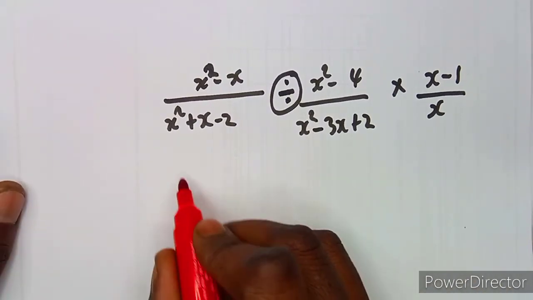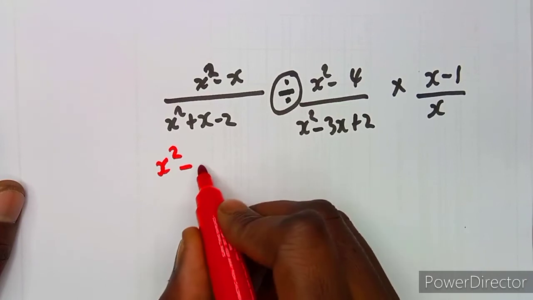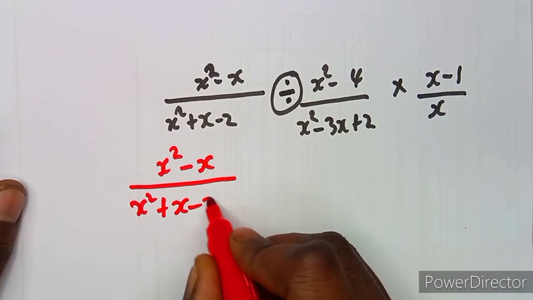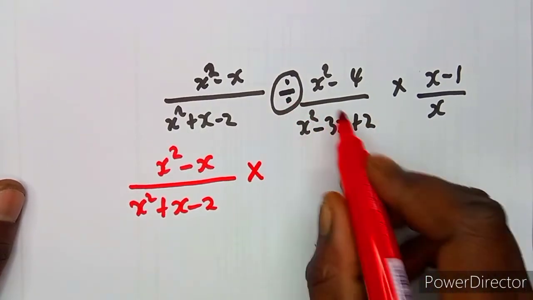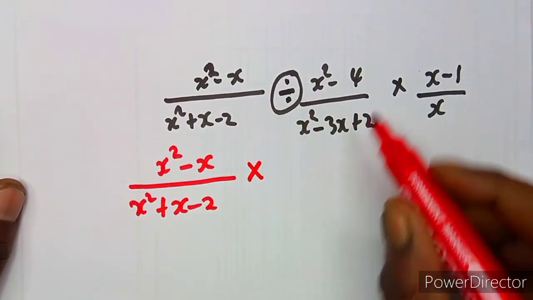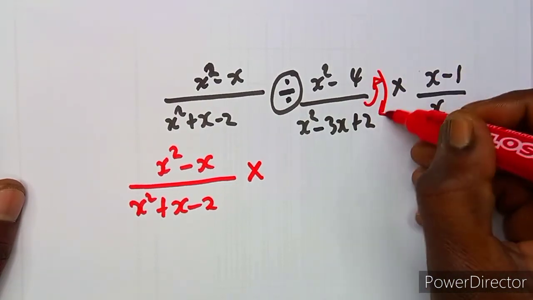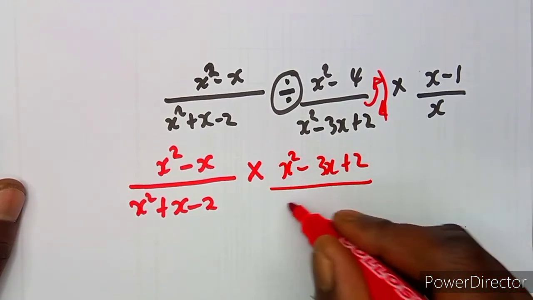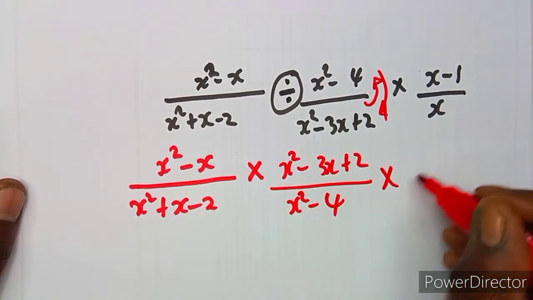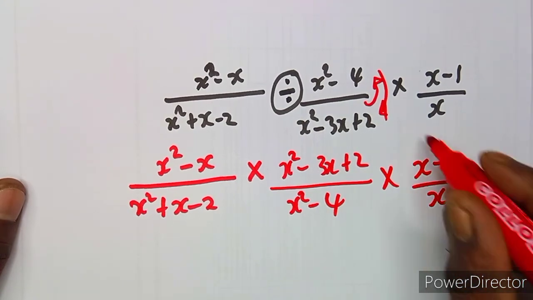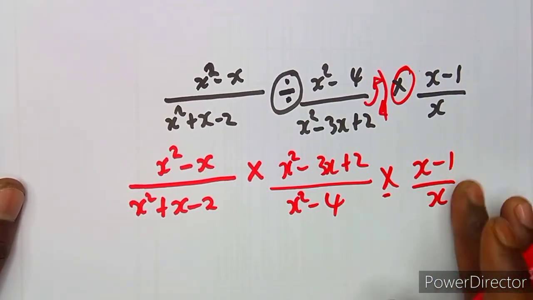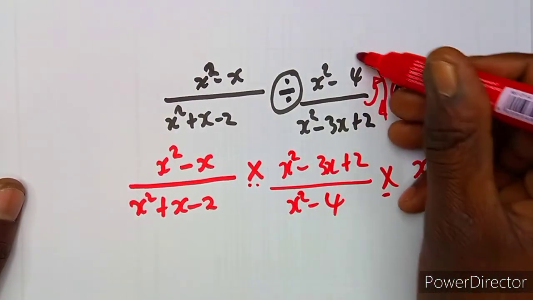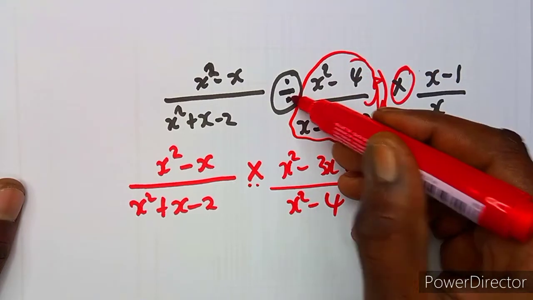Introduce what? Multiplication. Okay, let me just write in this ink, no problem. So the first thing, I'm not doing anything, just to introduce multiplication so that I don't confuse myself. Then I invert this fraction. So it's going to be x squared minus 3x plus 2 over x squared minus 4 times x minus 1 over x. This is already under multiplication, so there's nothing that's going to change. It's all about this part here, which had a division.